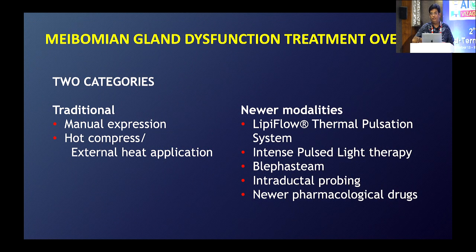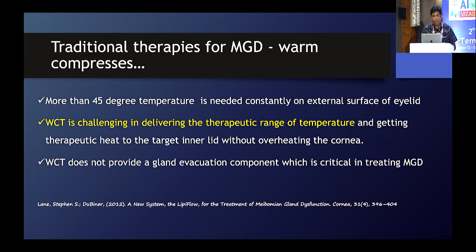If you look at the treatment overview, the traditional things that we are used to giving patients are manual expression, or hot compress or external heat application, whereas certain newer modalities are there, one of which I'll be talking about. With warm compresses, the amount of heat that is required is quite challenging to give, and it ends up heating the cornea ultimately, the duration is prolonged, and patients can't really do that. And it is not accompanied by a gland evacuation component, so it just works partially.